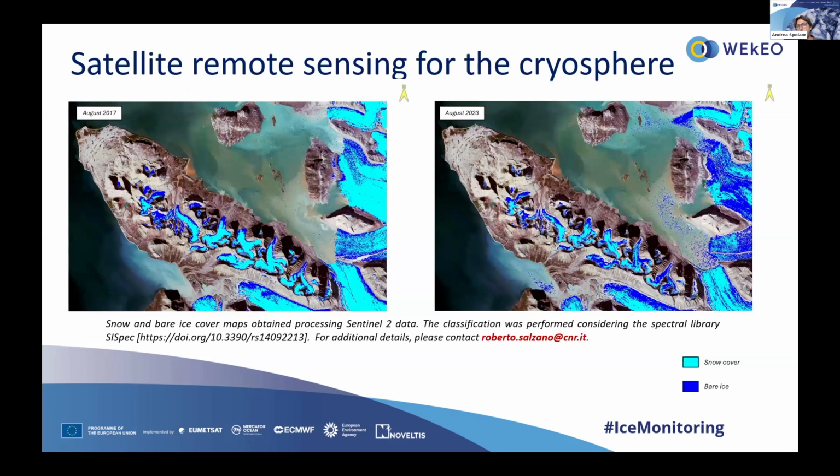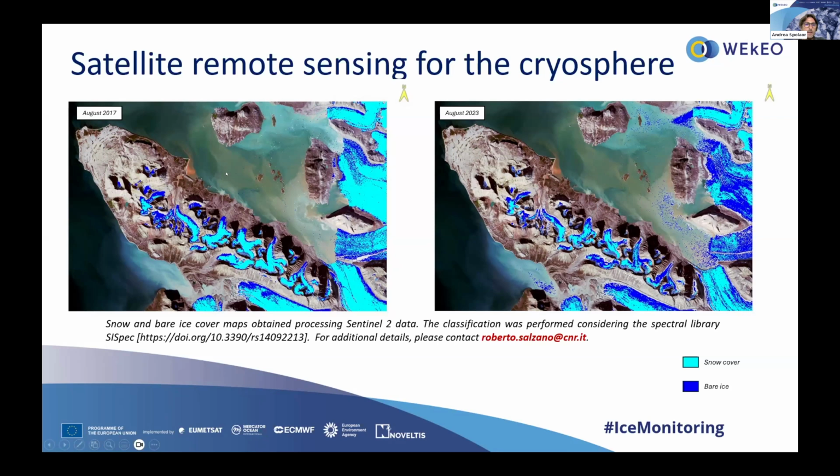We are still able to use the site for a general reconstruction of the past temperature variability. However, in support of our field observations, we also use satellite remote sensing for the cryosphere. And this is very important for the work that I'm doing, because it gives an idea about the snow line altitude, or how much ice has been exposed during the summer.